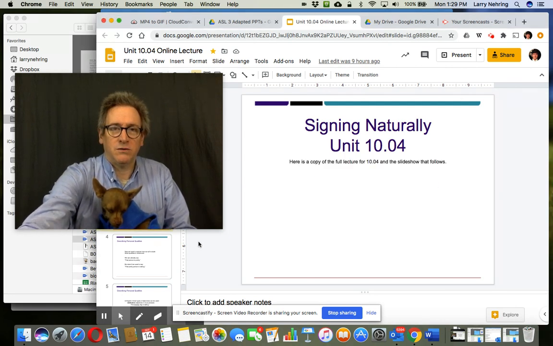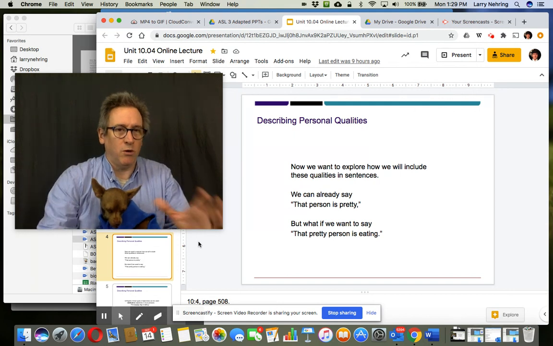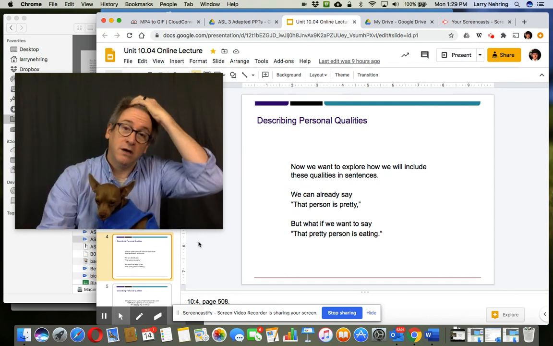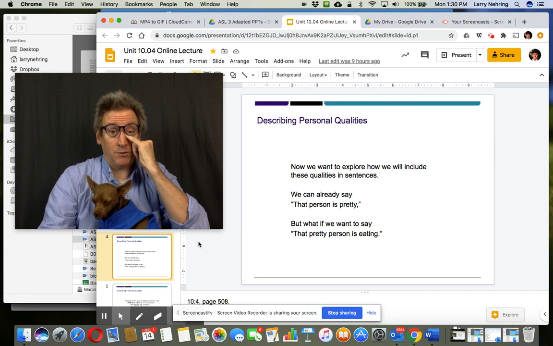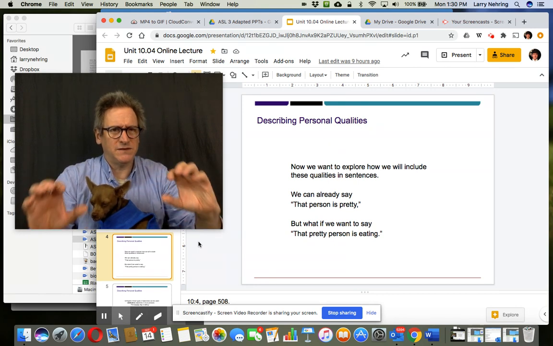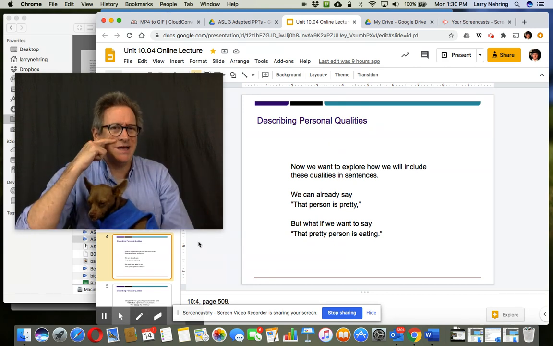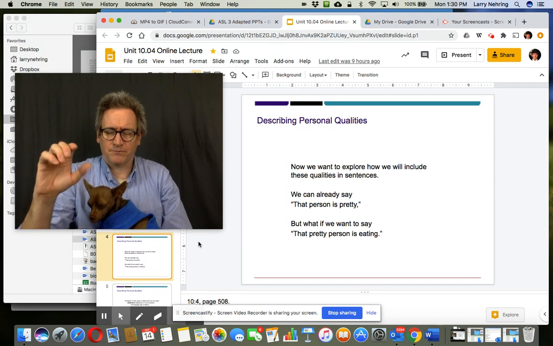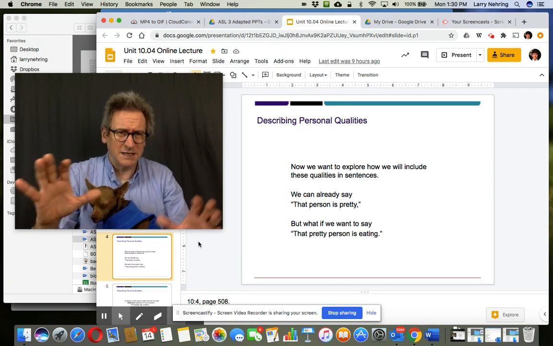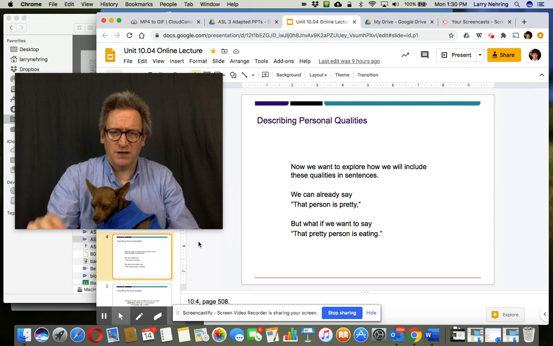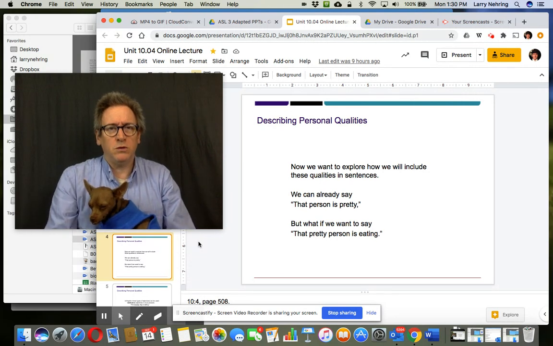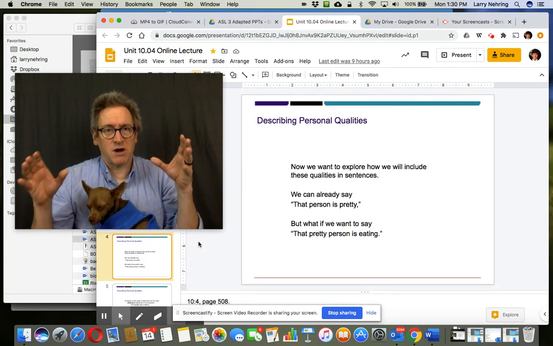All right, so again, I'll put this whole recording on here and send out the PowerPoint. I didn't put GIFs. I put a couple of movies in here because I'm finding it slows down the recording. And I want to make sure this is clear, at least initially, and then I'll put more stuff into the PowerPoints. So this whole unit is on describing personal qualities.